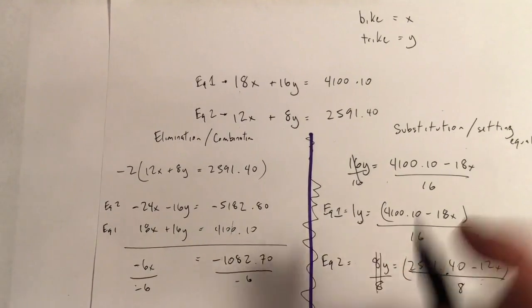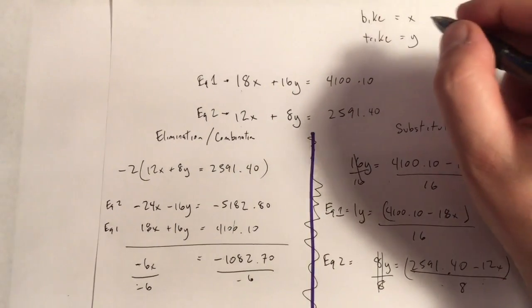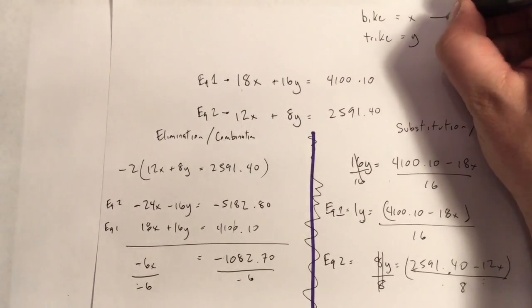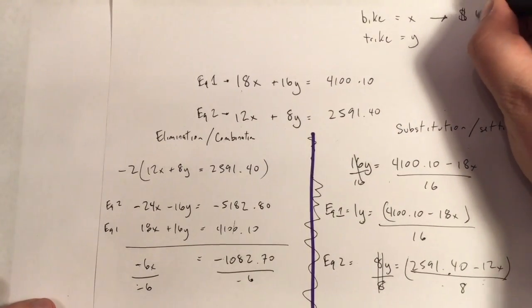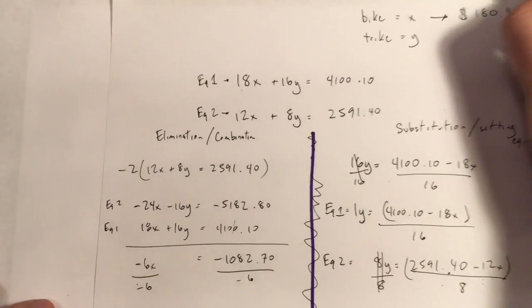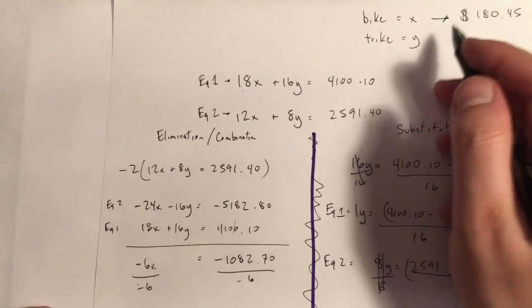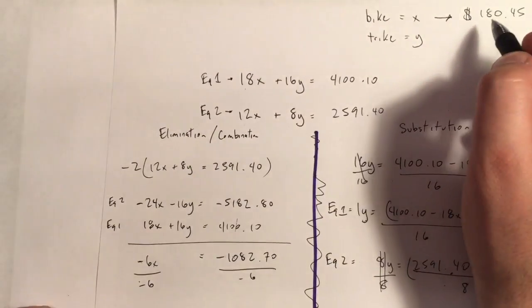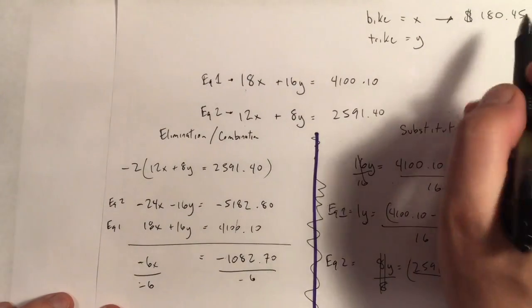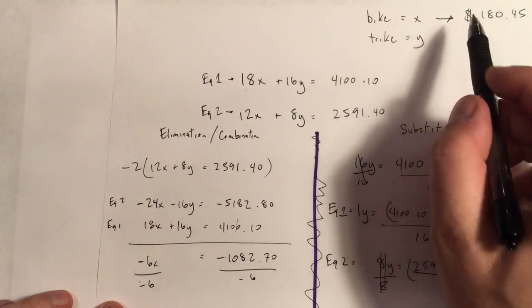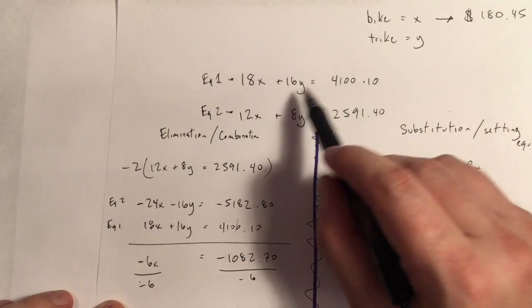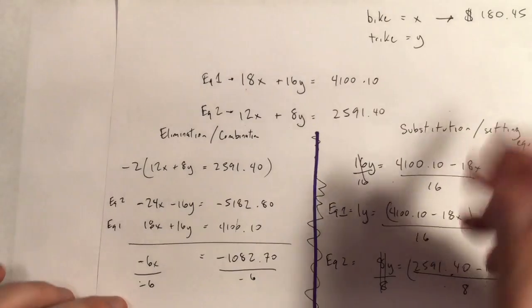Well, if you go back to the very start, we said bike. The bike was represented by x. So that means the cost of a bike is $180.45. So now we need to find the cost of what a trike is. If it's me, I'm just going to take this and plug it into either one of these and solve it for what y is.